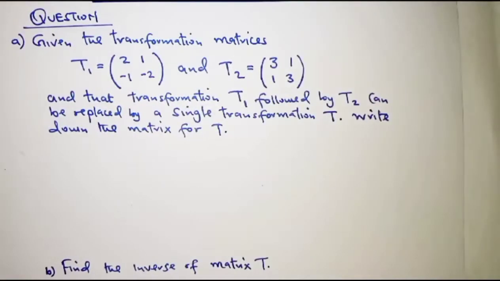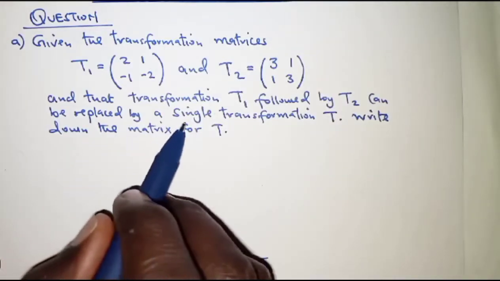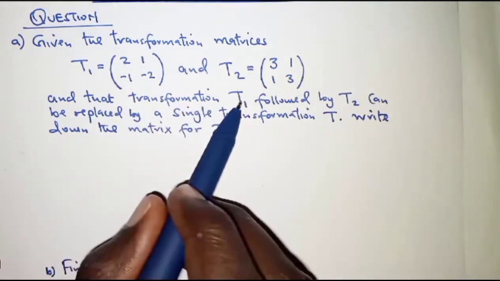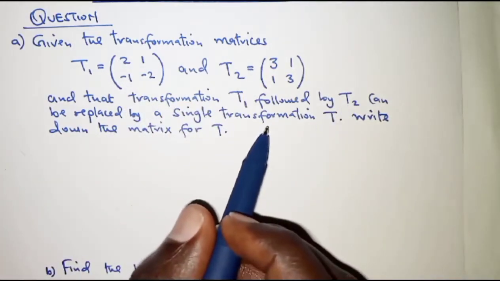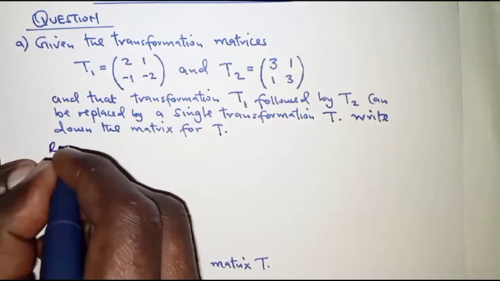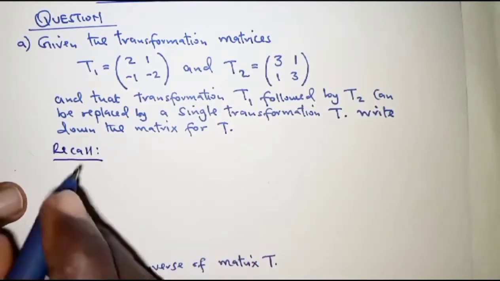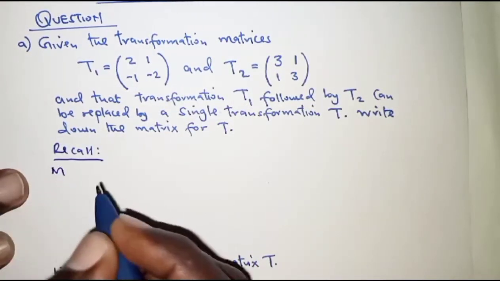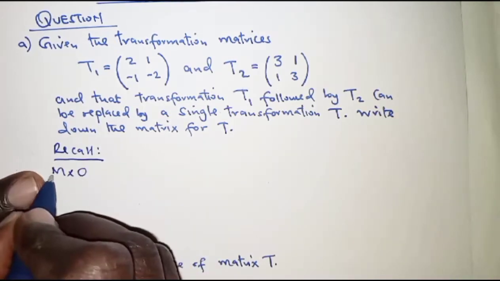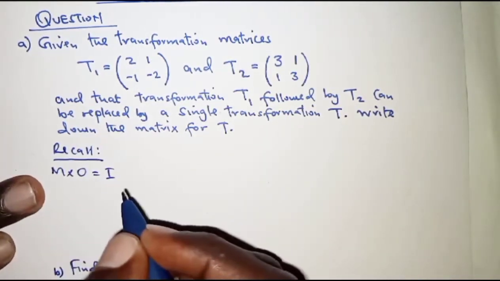So, moving to the first part, we are required to get the matrix T. So matrix T is obtained by the transformation T1 followed by T2. So first of all, we need to recall that when you are given a transformation matrix M and the object, then we usually pre-multiply the object matrix by the transformation matrix. So MO, and that should give us the image I.